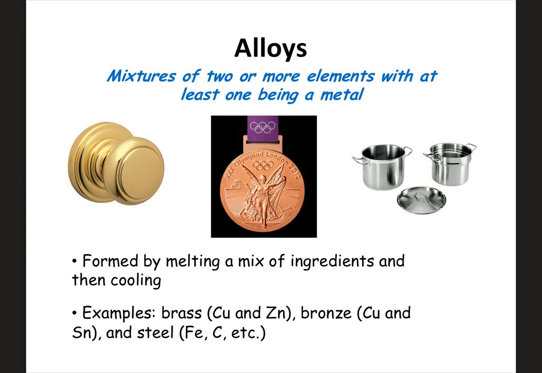So there's some examples there. Brass is a mixture of copper and zinc. Bronze is copper and tin, and steel is usually iron with some other things mixed in. All right, so these exist and they are created all the time in industry for various reasons, as we're going to see.